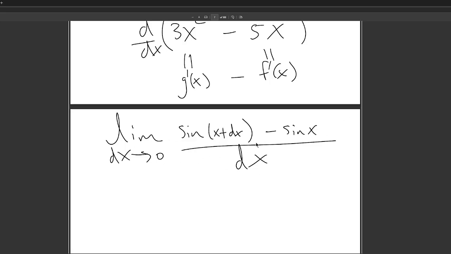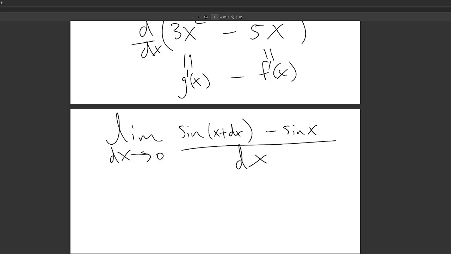I made you do this with polynomials, and stuff just cancels out. But now you have something like sine x to deal with. How do we actually get some derivative out of this limit definition? Well, we have to use the trig identities, like the sine of x plus dx, sine x cosine dx. Yeah, we have to do that.